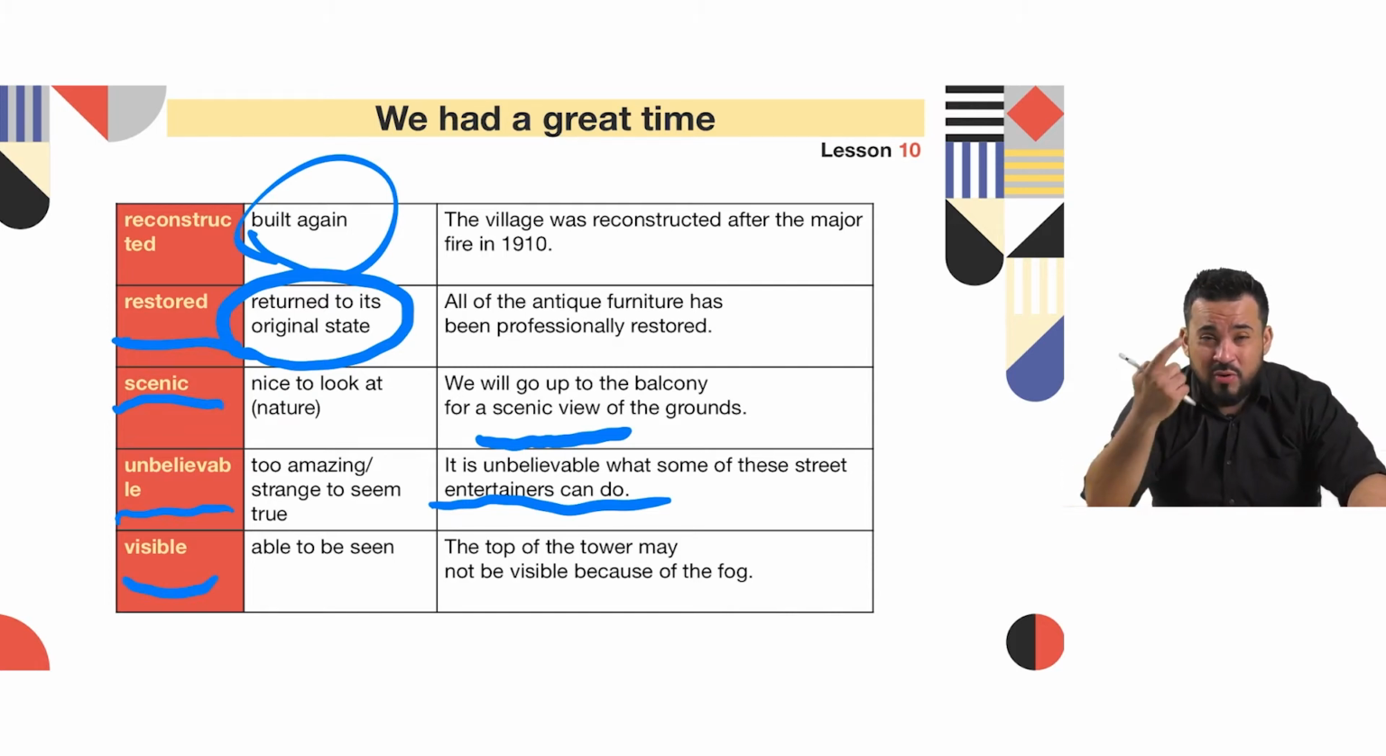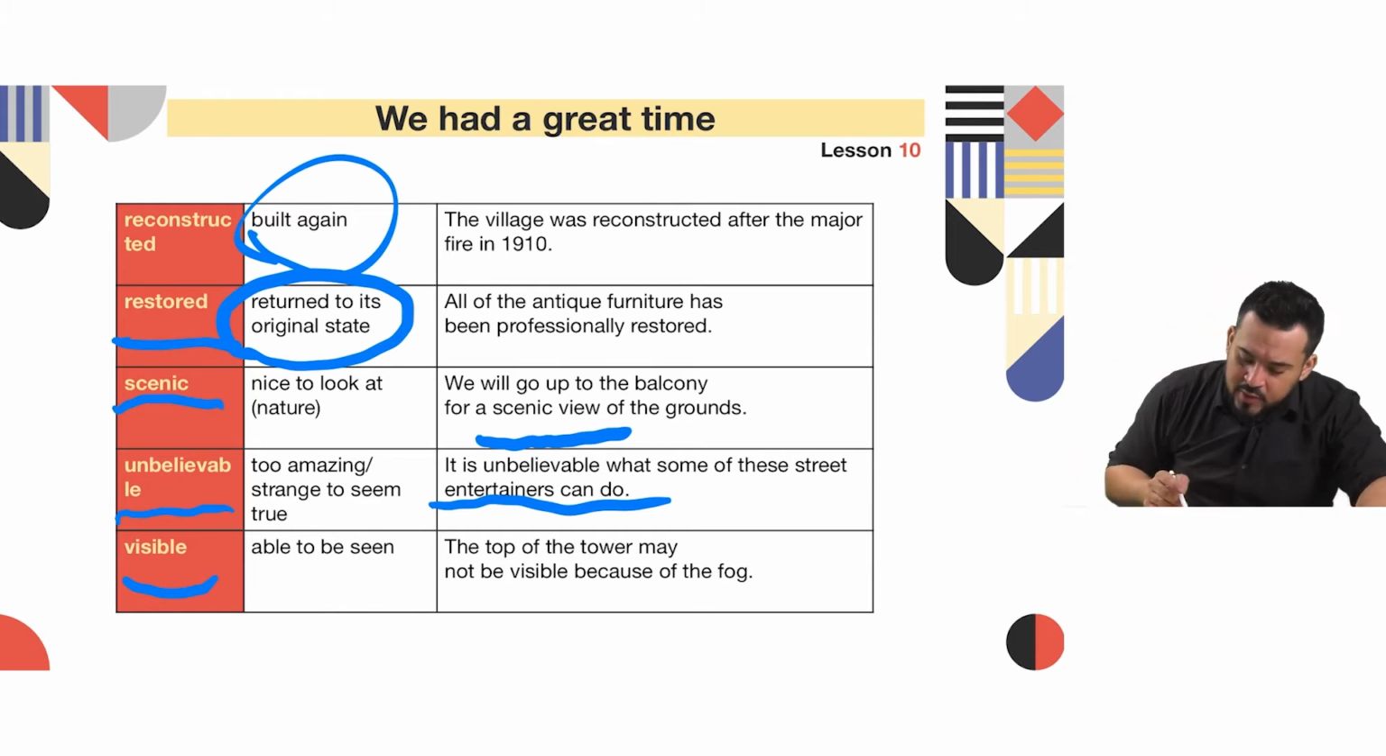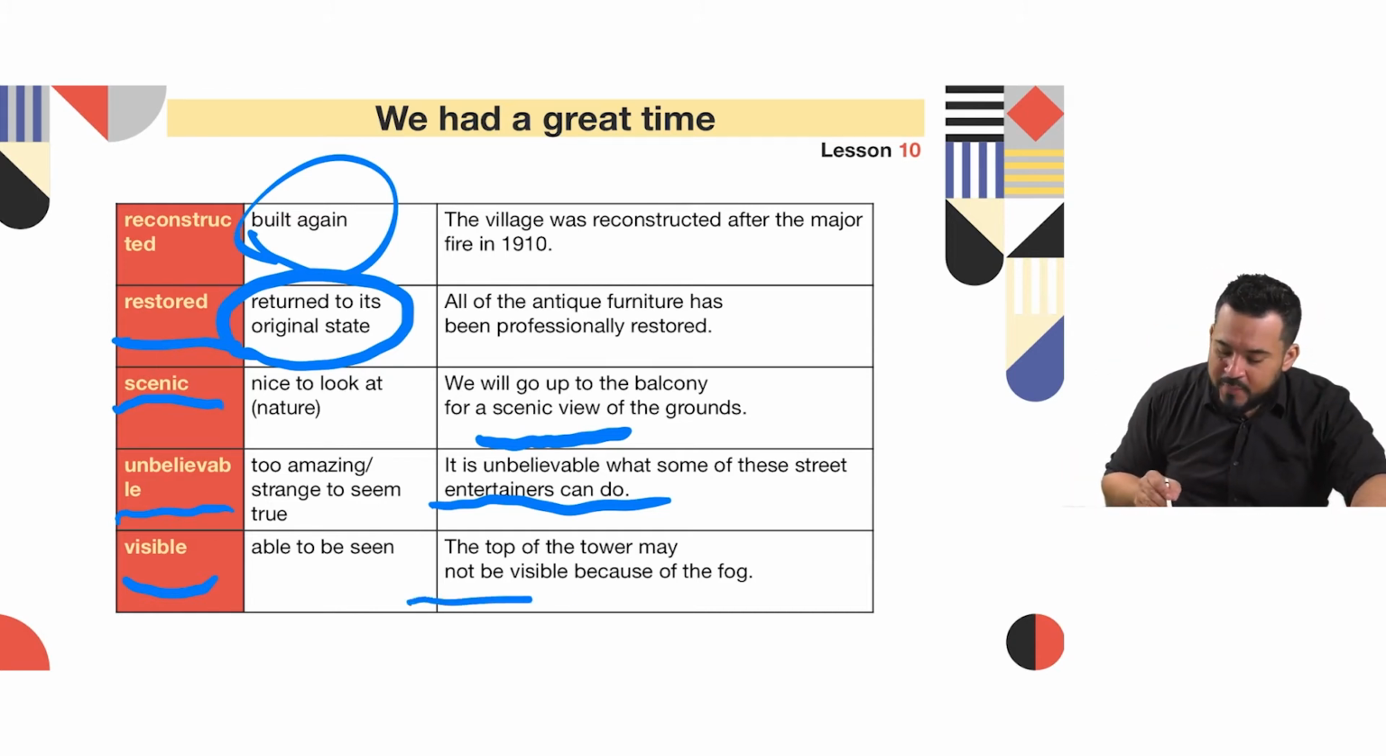Visible means you are able to see it. Visible comes from the noun vision. The top of the tower may not be visible because of the fog.